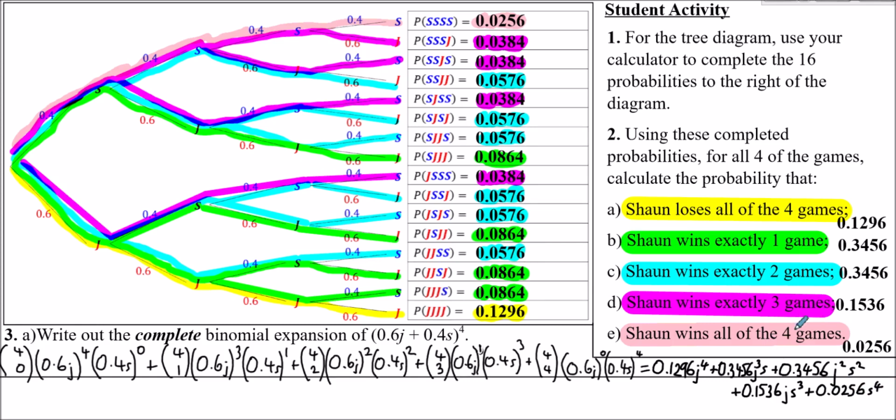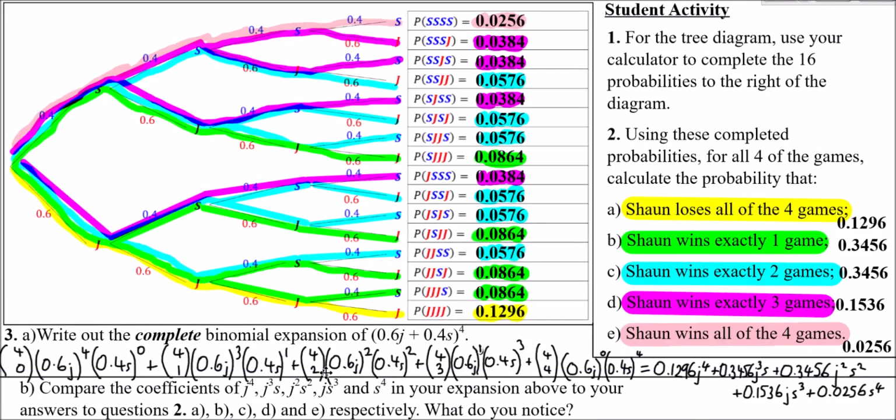What we now need to do is compare these coefficients to what we had from part 2. So now let's have a look at part B. We have to compare the coefficients of j to the power 4, j cubed s, j squared s squared, j s cubed, and s to the power 4 in that expansion we've just done to the answers from 2a, b, c, d and e. What do we notice?